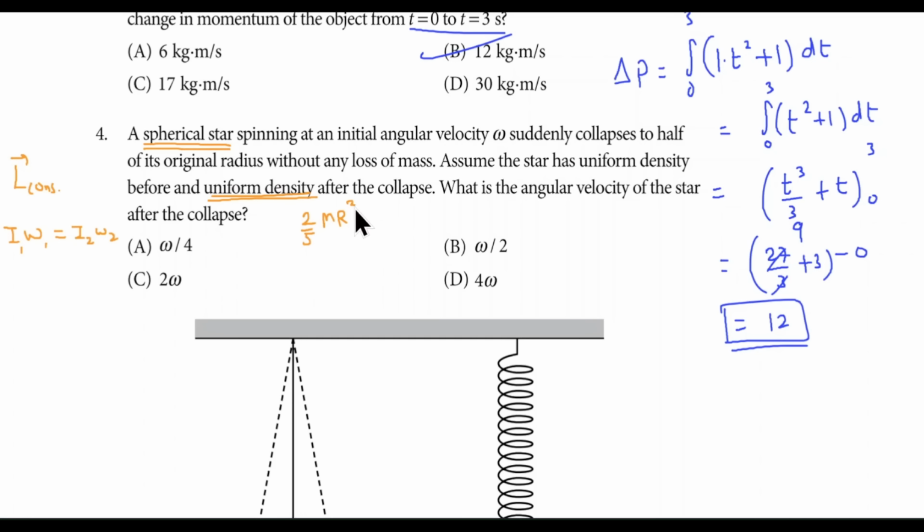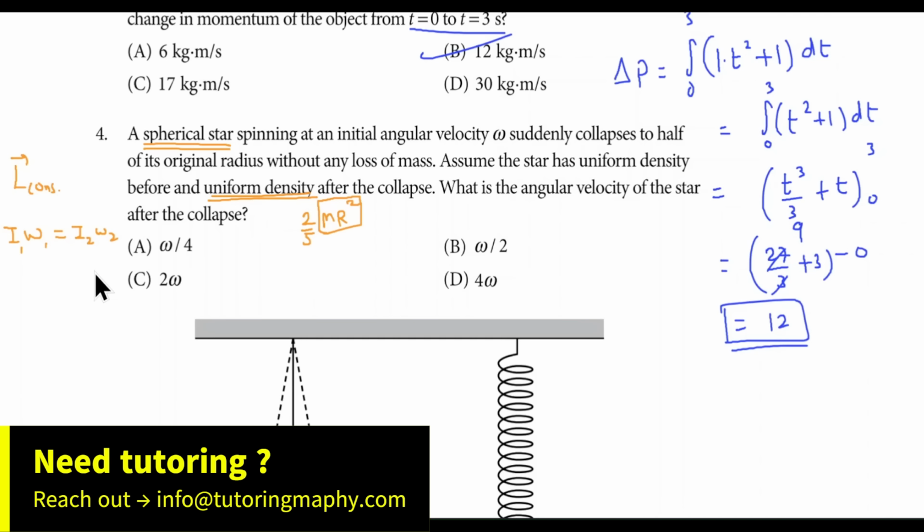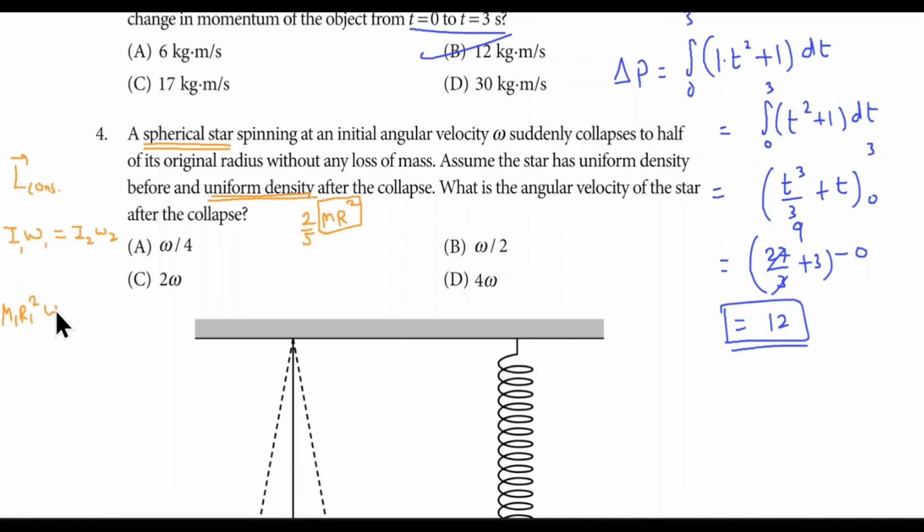But even if you don't remember this formula, you just have to remember that moment of inertia for a uniform solid object always depends on m r squared. So you're just going to replace I1 with m1 r1 squared omega 1. Why this works is because I1 and I2 both have the same coefficient, so it's irrelevant because it cancels. It will be equal to m2 r2 squared omega 2. It's given that there is no loss of mass, so m1 and m2 are equal, and they cancel.